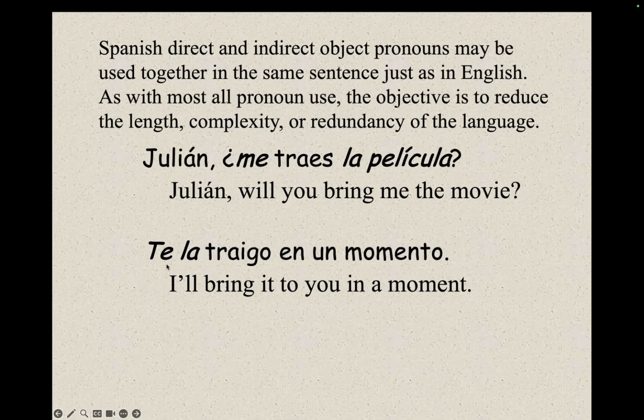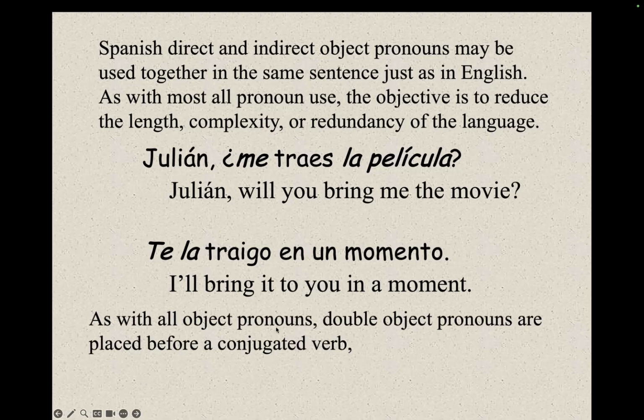What is going on here? The order is important. When we are using direct and indirect object pronouns together, the indirect object pronoun will always come first, followed immediately by the direct object pronoun. And they always have to be like that, okay? Think of them as a cluster. They don't want to be separated. Indirect comes first, direct immediately after the indirect. So, as with all object pronouns, double object pronouns are placed before a conjugated verb.